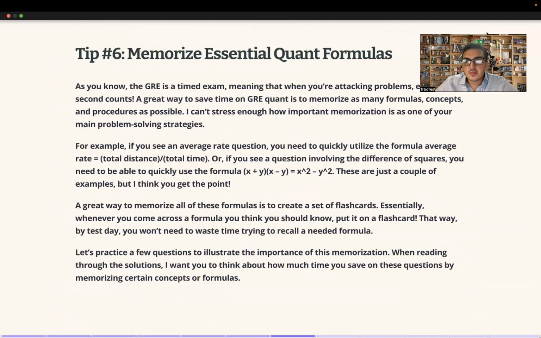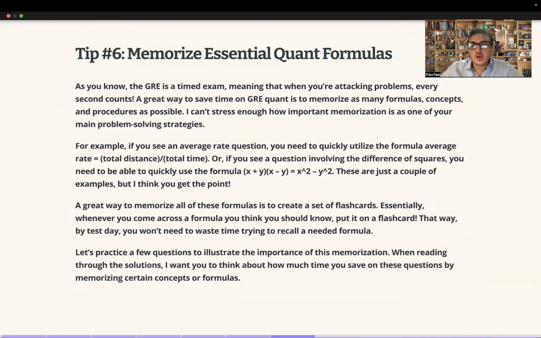Tip number 6, memorize essential quant formulas. As you know, the GRE is a timed exam, meaning that when you're attacking problems, every second counts. A great way to save time on the GRE quant is to memorize as many formulas, concepts, and procedures as possible. I can't stress enough how important memorization is as one of your main problem-solving solutions.